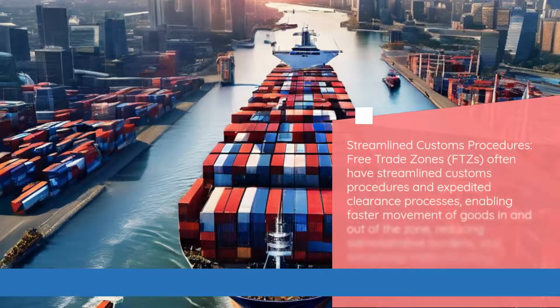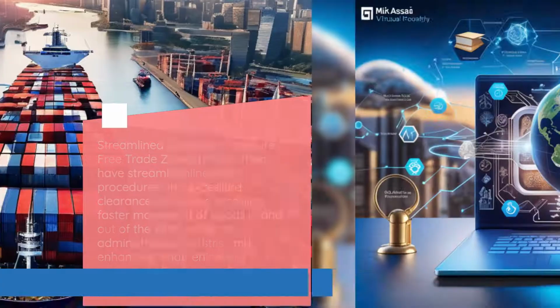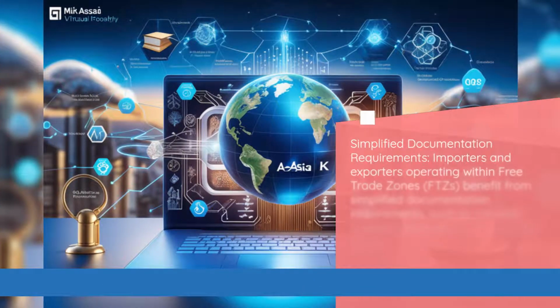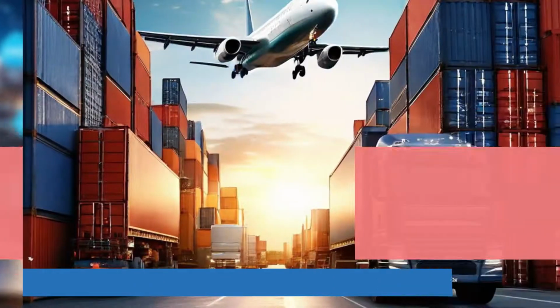Streamlined customs procedures. Free trade zones, FTZs, often have streamlined customs procedures and expedited clearance processes, enabling faster movement of goods in and out of the zone, reducing administrative burdens, and enhancing trade efficiency. Simplified documentation requirements. Importers and exporters operating within free trade zones, FTZs, benefit from simplified documentation requirements, such as reduced customs declarations or simplified export procedures, reducing paperwork and compliance costs.